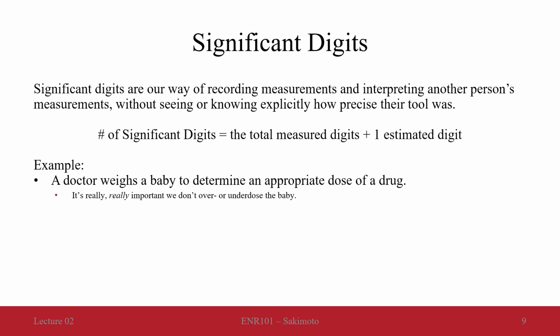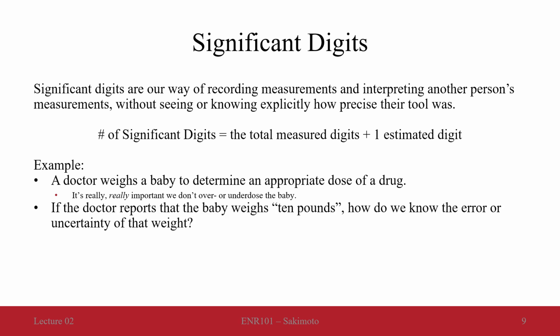Now, significant digits, again, are a way that we interpret, if someone makes a measurement, how precise their tool was, and how precise or how confident they are in that number. Let's say that you're a doctor or you are working with a doctor who weighs your baby and they want to determine the appropriate dose of a drug. Very important to know exactly how much that baby weighs so you don't over or underdose that baby.